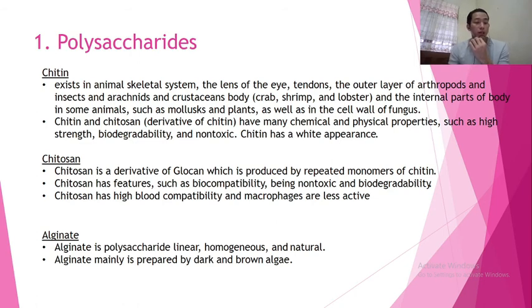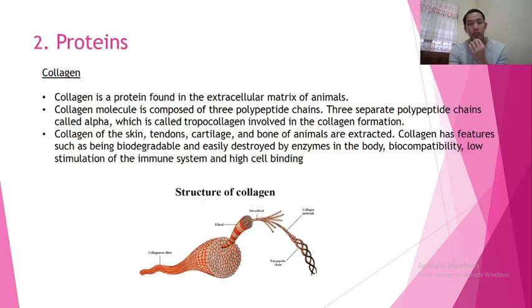And the last one is alginate. Alginate is a linear, homogeneous, natural polysaccharide. Alginate is mainly prepared from brown algae.